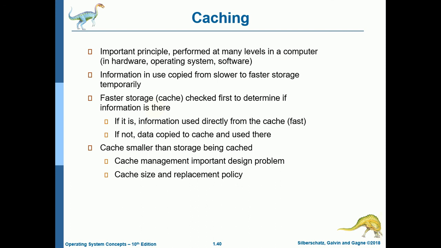Okay, next we have caching. Caching is an important principle performed at many levels in a computer: in hardware, operating system, or software. Information in use is copied from slower to faster storage temporarily. Then the faster storage, or cache, is checked first to determine if the information is there. If it is, information is used directly from the cache, which is fast. If not, data is copied to the cache and used there. The cache is smaller than the storage being cached. So cache management is an important design problem, along with cache size and replacement policy.